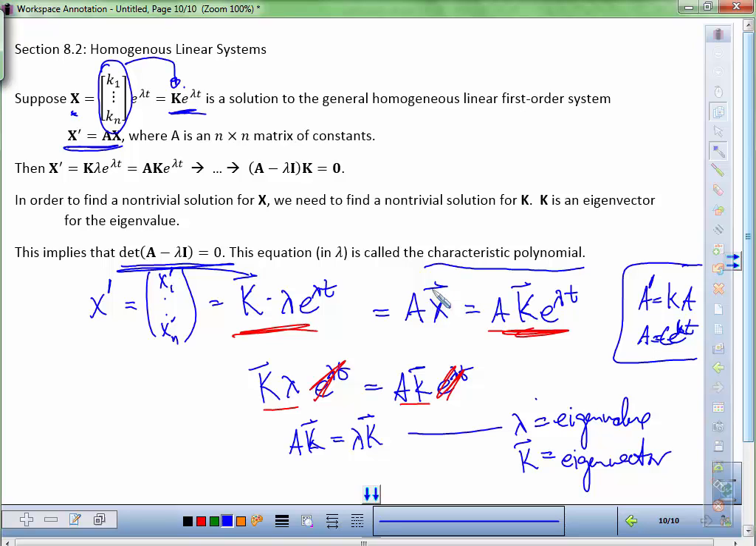Elio? This one? Yeah, these are x primes. Actually didn't use it, but that's how it would look.